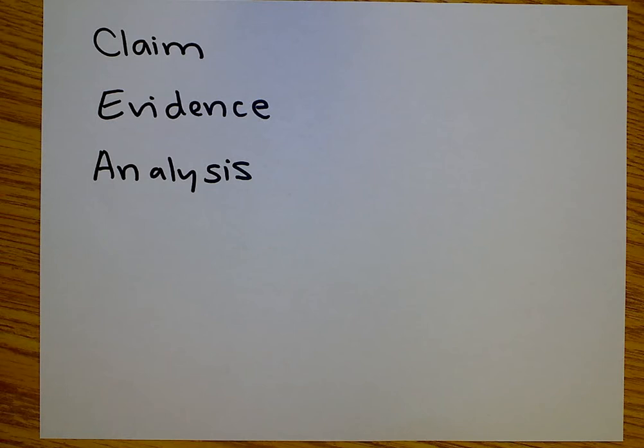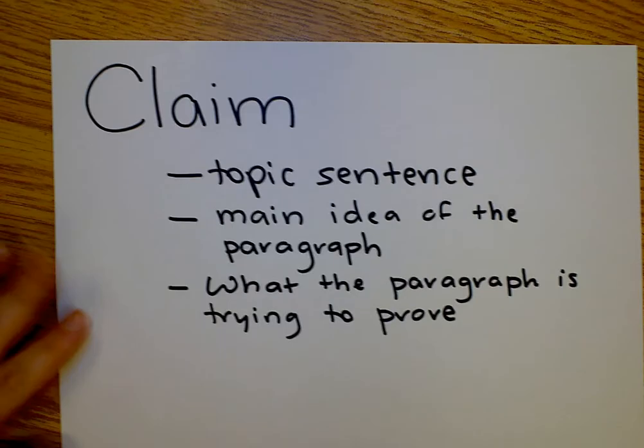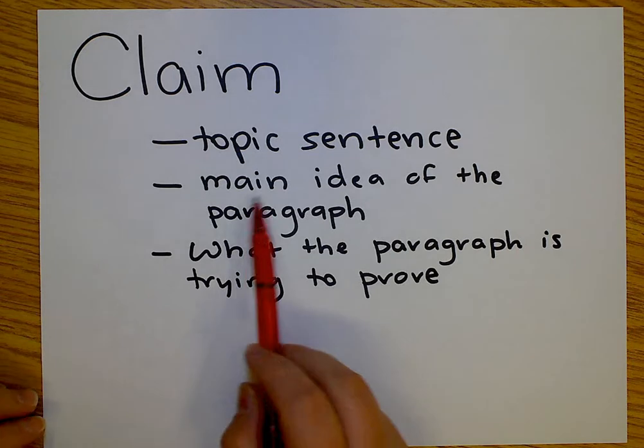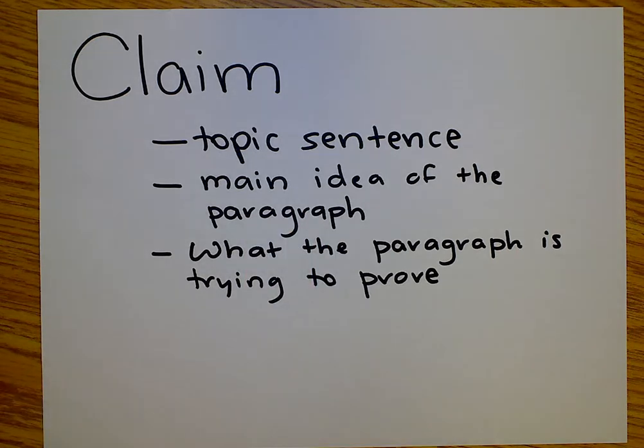Let me be more specific. A claim, the first part, is basically the topic sentence of your paragraph. Similar to a thesis, a claim is going to tell your reader what this paragraph is trying to prove. It's the main idea of the paragraph. So whatever it is you're trying to prove, that's what you're going to have as your claim. That way the reader is not confused at any point. They're not reading along going, what is this guy trying to say? It's really, really obvious for them, which makes your paper more readable and clear.